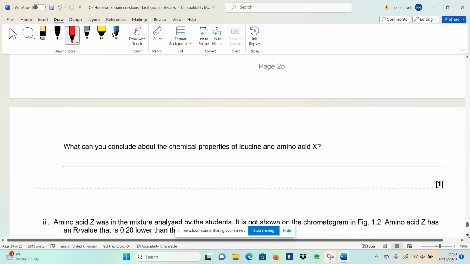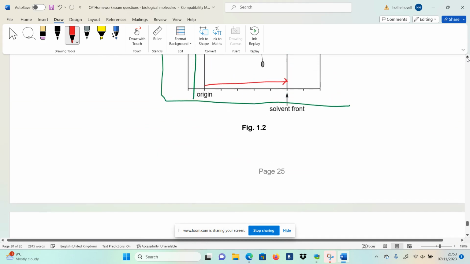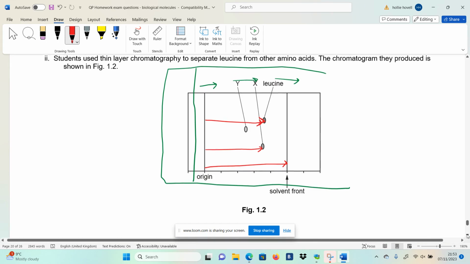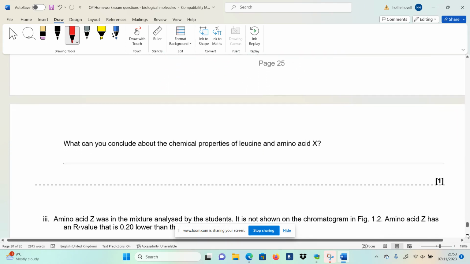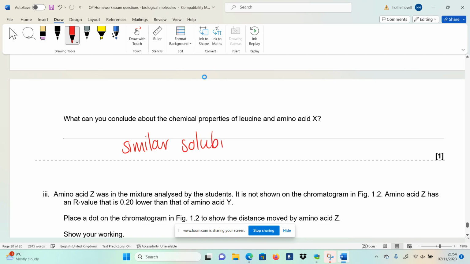So this question asked you, what can you conclude about the chemical properties of leucine and amino acid X? So leucine and amino acid X are here and here. So one of them's moved from the origin up to there, and the other one's moved from the origin up to there. We should really measure to the middle of the spot. And they've moved roughly the same amount, so they must be more or less the same solubility. You could have said leucine solubility is slightly more, but you can't say it's more. It's not massively more. It's not really significant. Okay, so ideally they have very similar solubility. You could say same solubility, or you could say leucine's was slightly higher.